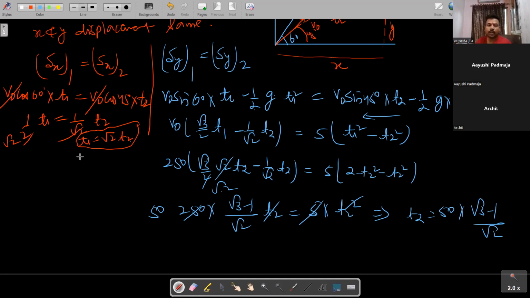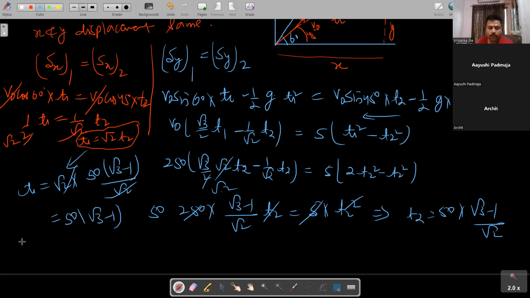So you will get T2 here. Put it here, you will get T1, that is root 2 into T2, 50 into root 3 minus 1 upon root 2. T2 is bigger than T1, so the difference in time is T1 minus T2. This will be the difference in their firing time. Did you understand that?